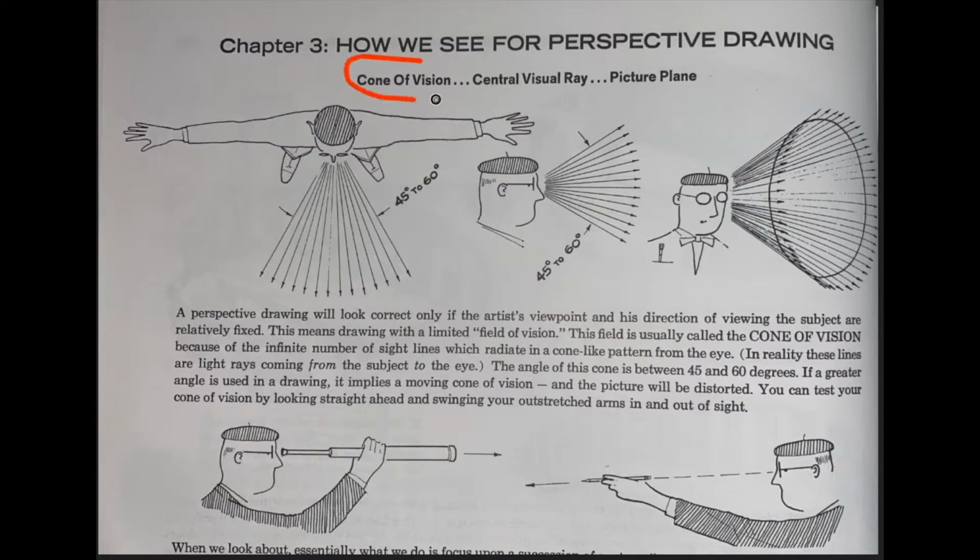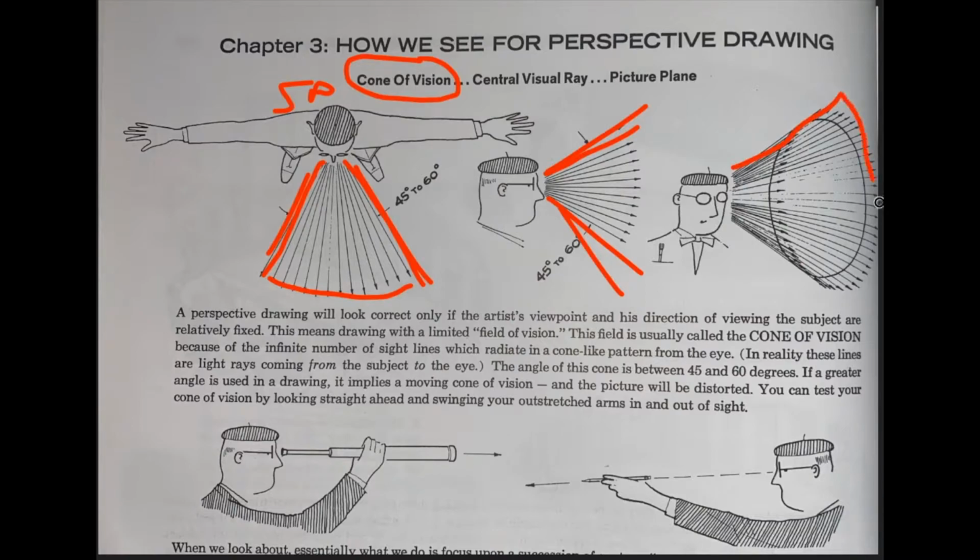The cone of vision refers to the approximately 60-degree angle that the human eye is capable of seeing from one stationary position or station point. Everything within this 60-degree angle, and that's up, down, left, right, all in this cone, will be accurately represented.